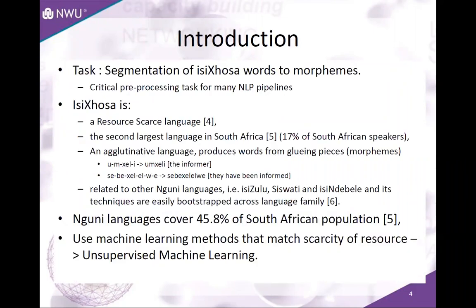We're segmenting isiXhosa. isiXhosa is a resource-scarce language in South Africa. It is the second largest in the country, and it is an agglutinating language. Pretty much most of the Nguni languages in the country are agglutinating, and the Nguni languages account for 45.8% of mother tongue speakers in the country. We use unsupervised machine learning because of scarcity of annotated data.